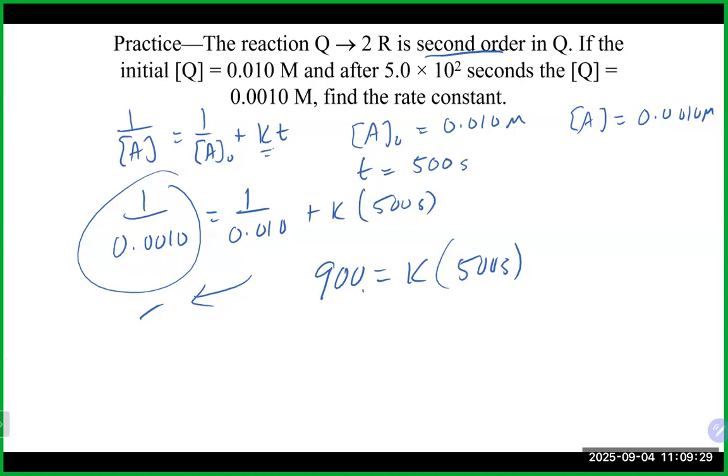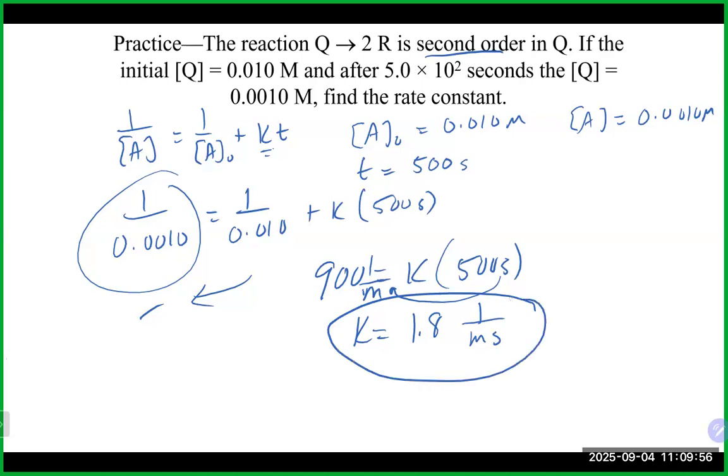We will then take our 500 to the other side. And that's going to give us k equal to 1.8. For the units, when we divide, we have 1 over molarity on that side. When we divide by seconds, it ends up down there as well, giving us 1 over molar seconds. So we have that going on. Any question on that one? All right, we'll wrap it up there for today.